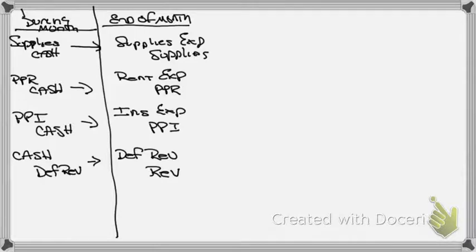So during the month, we bought supplies and paid for it. At the end of the month, we have to see how much did we use. At the beginning or during the month, we paid for rent. At the end of the month, how much did we use? Right? Those are all deferral. Again, you don't have to memorize that, but things that we pay for up front, we recognize at the end.